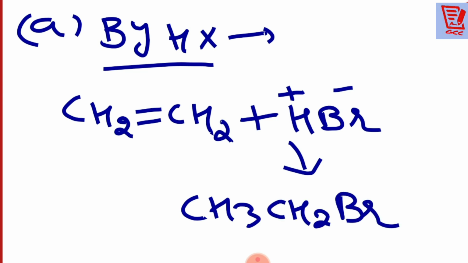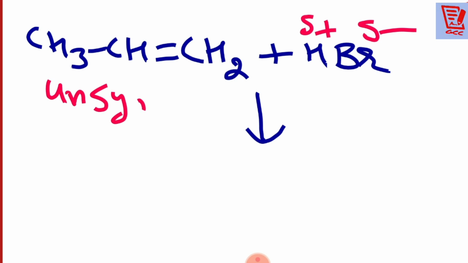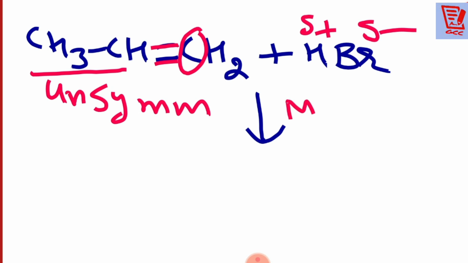Clear? Now I am going to take an unsymmetrical alkene. You must see, all of you, CH3CH=CH2 plus HBr, positive, negative. But this is the unsymmetrical alkene. Why is it unsymmetrical? Because around the double bond there is only one carbon on one side, and on the other side there are total 2 carbons. Clear? Now we have to use the Markovnikov rule. Which rule is here?